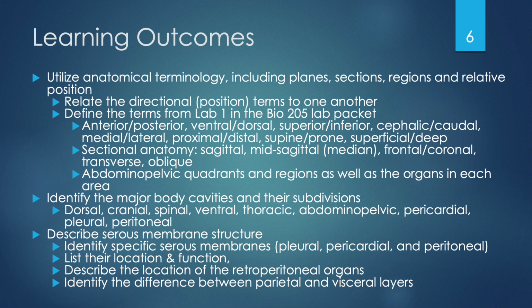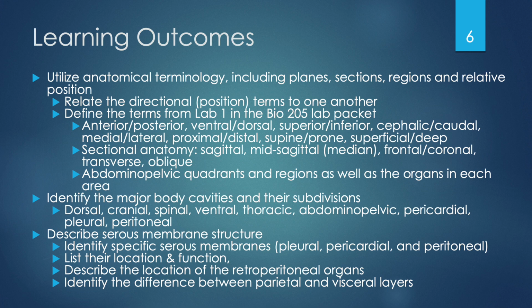And also to know the abdominopelvic quadrants and regions, as well as the organs that are in each of those areas. We'll have you identify the major body cavities and their subdivisions, so that's broken down to include dorsal, cranial, spinal, ventral, thoracic, abdominopelvic, pericardial, pleural, and peritoneal.